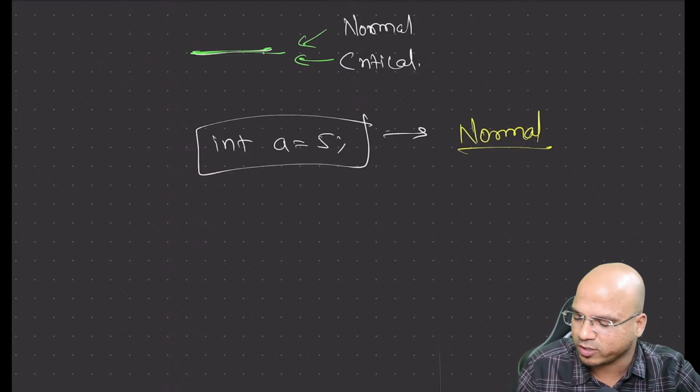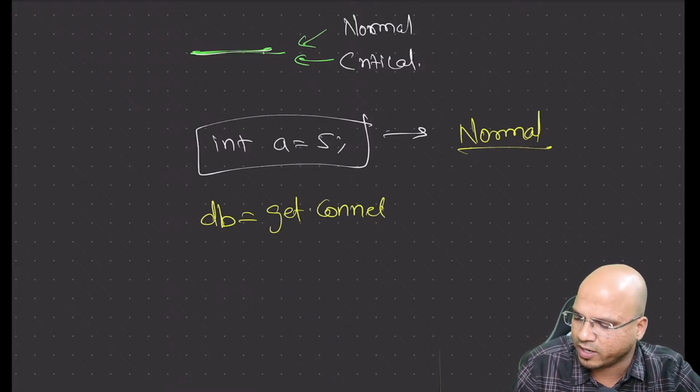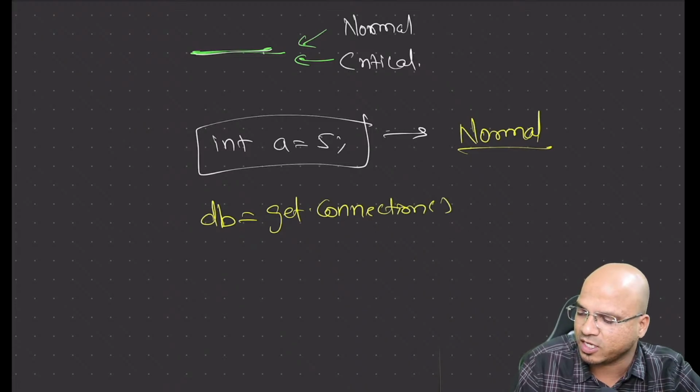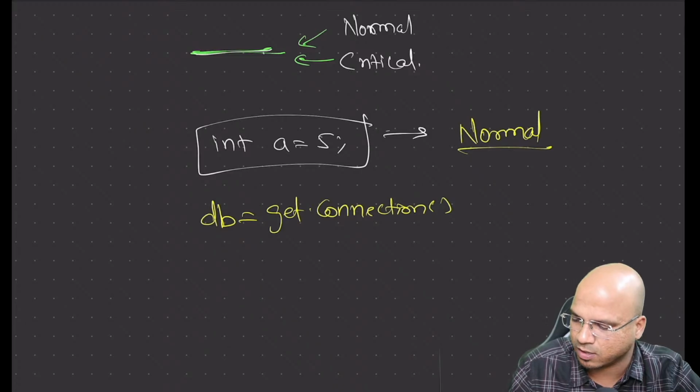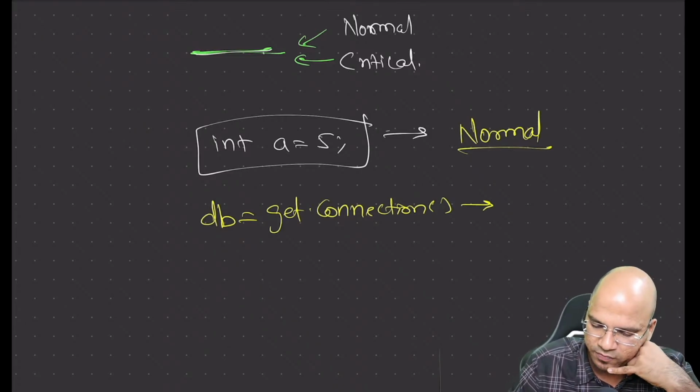But how about this? What if you have written a statement like this, db equal to get connection. So let's say you're trying to connect with a database. You're making a connection with the database now. You tell me, is this a normal statement or a critical statement? Trying to connect with the database.